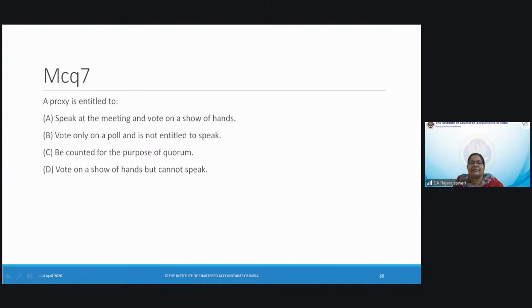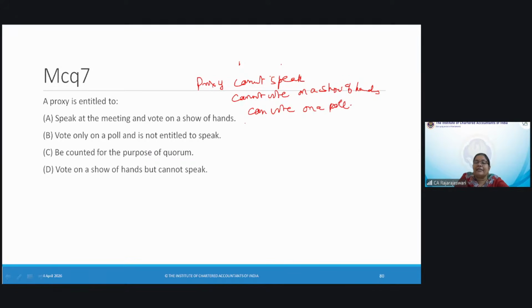Why the other answers are wrong? See, I will give you the provisions, let me list them first. A proxy cannot speak. He cannot vote on a show of hands. This is the provision. He can vote on a poll. His presence will not be counted for the purpose of quorum. These are the provisions.